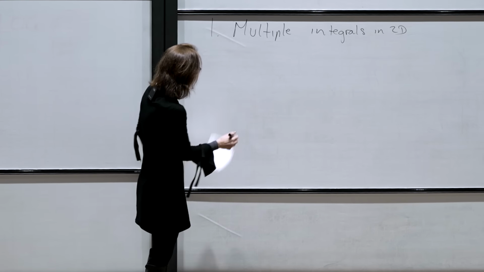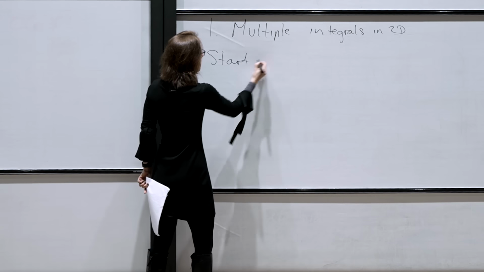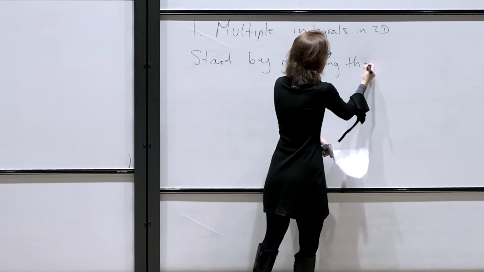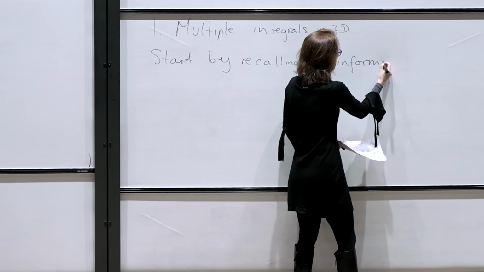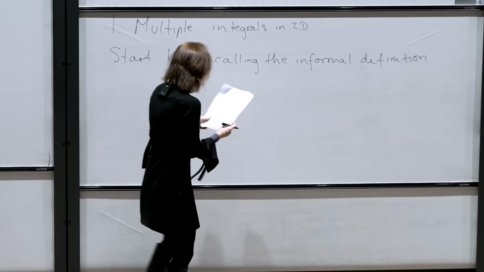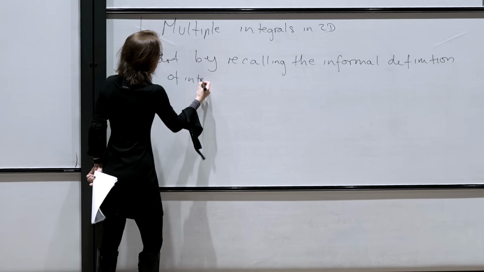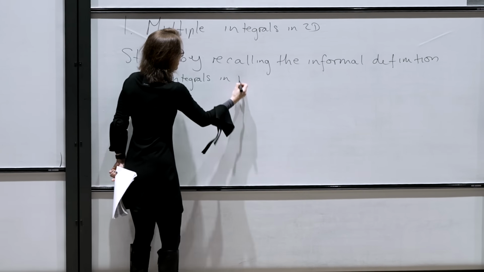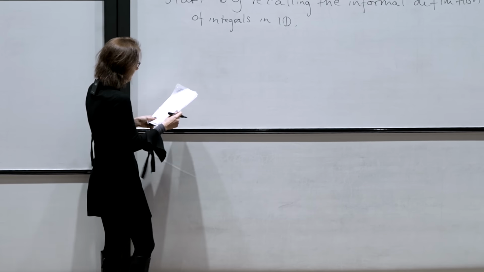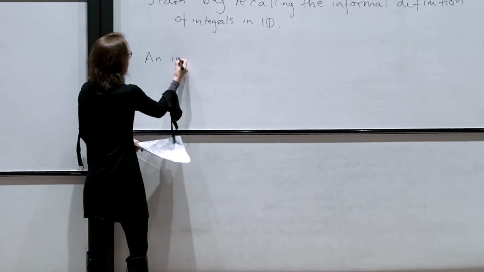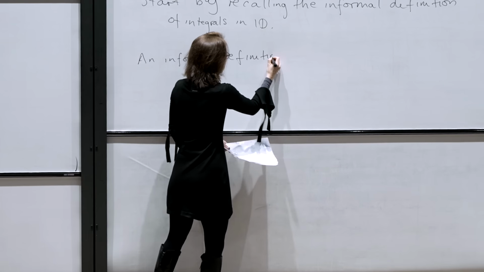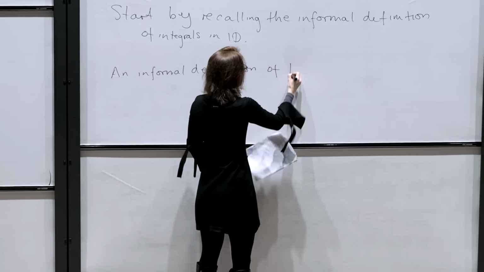Okay, so we're going to start by recalling the informal definition of the line integral. So this will be familiar to all of you. So of integrals in 1 dimension. Okay, so it'll all be very familiar to all of you. You've done plenty of examples. So an informal definition of the integral.